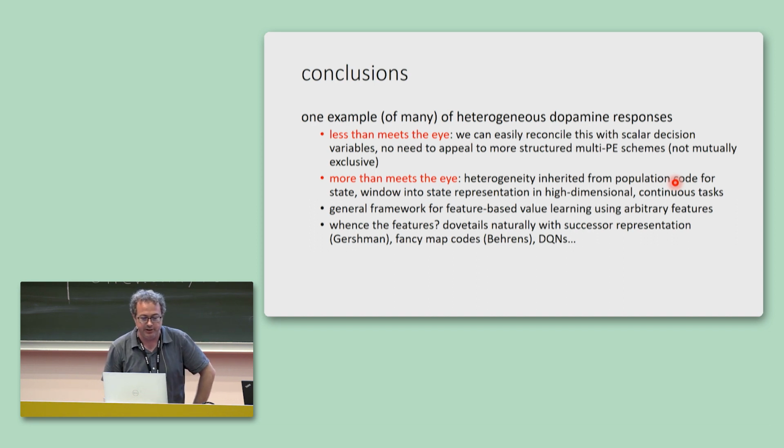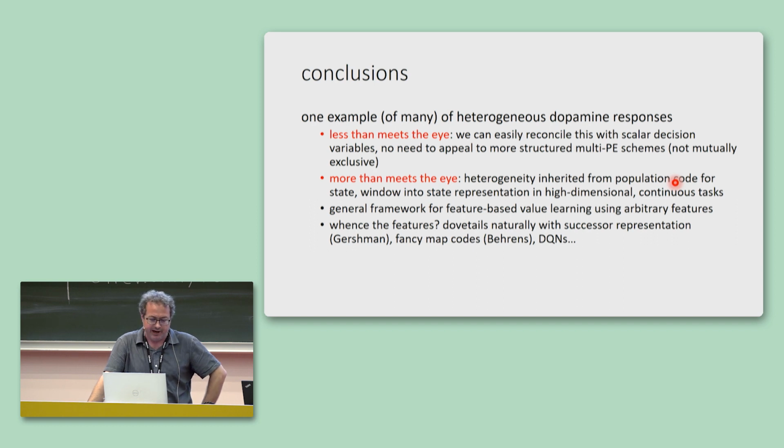And in particular, we really didn't need to appeal to, and I don't think we really found any support for, these more structured multi-prediction error schemes where you have different prediction errors corresponding to macro actions and micro actions or something. Again, these schemes are not mutually exclusive, but I just think we're not zoomed out that far.